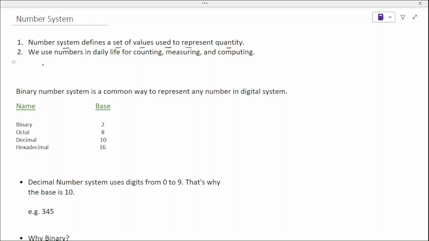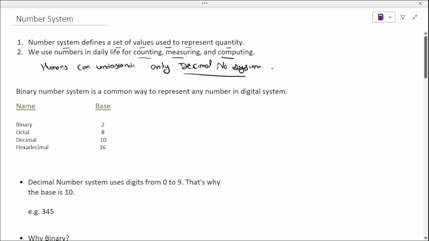So humans can understand only decimal number system. Okay, but computer cannot understand decimal number system. So computer understands only binary language. So binary number system is a common way to represent any number in digital system.